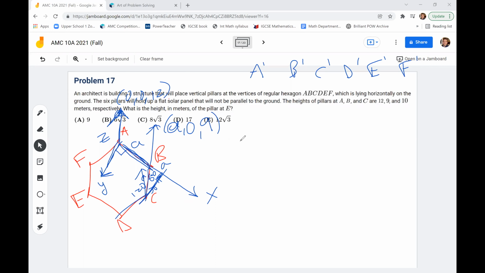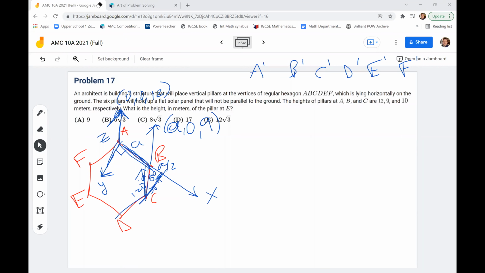Based on a 30-60-90 triangle, you should know that if this distance is a, this distance would be a over 2, and this distance would be a root 3 over 2. So this little piece here would be a over 2. So the x coordinate for point C prime, or for point C, would be a plus a over 2, or 3a over 2.